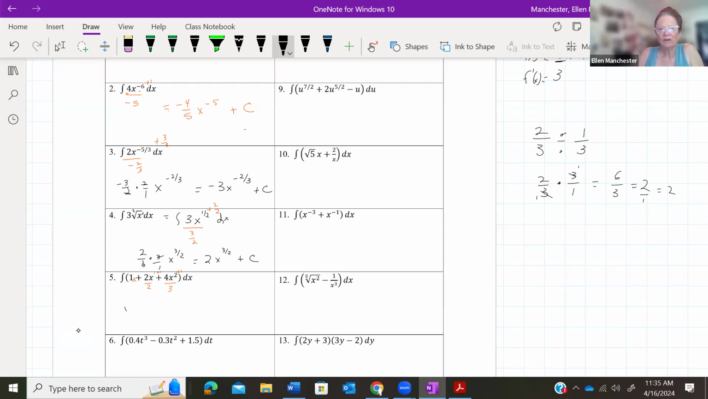Okay, so I have 1 times x is x. 2 over 2 cancels, so I end up with x squared. And then this one, I end up with 4/3 x to the 3rd power, and then plus c. Don't forget your plus c.